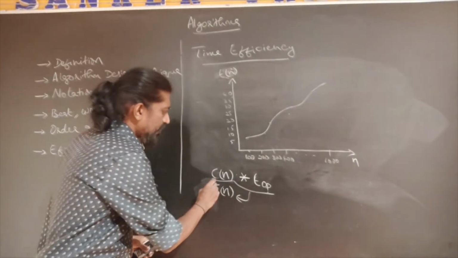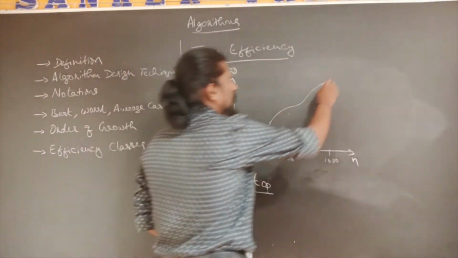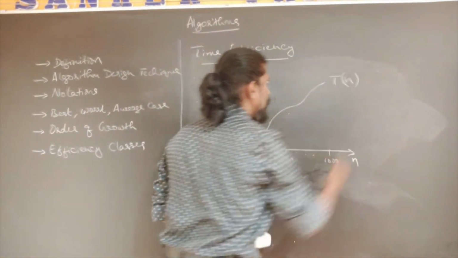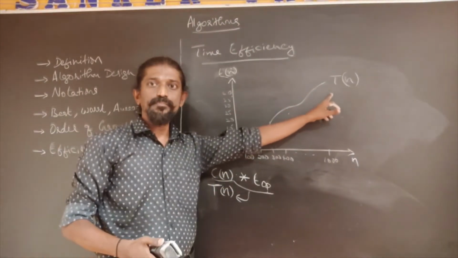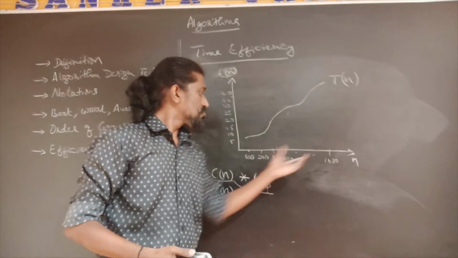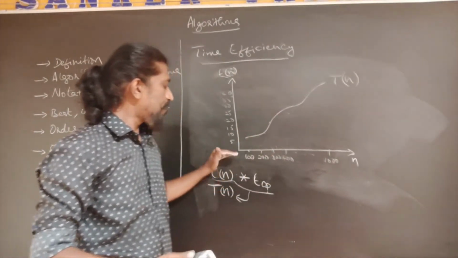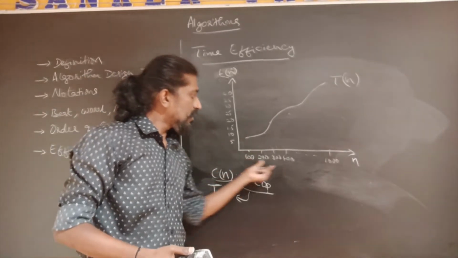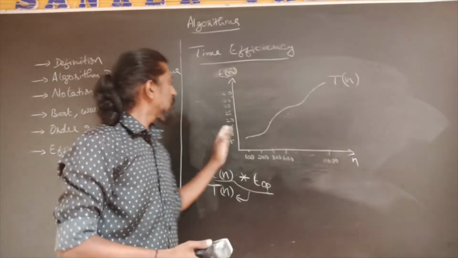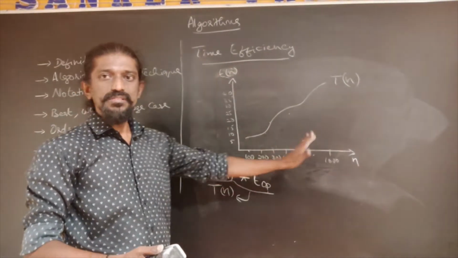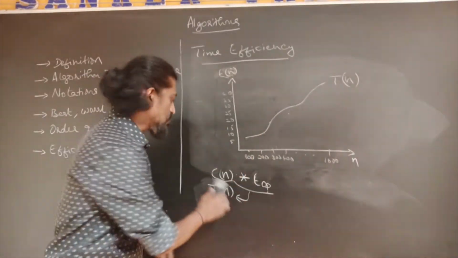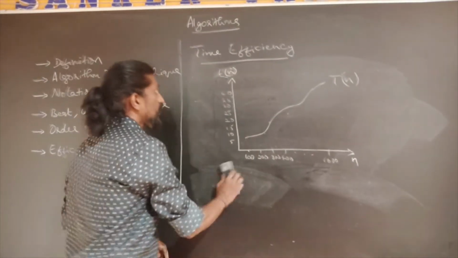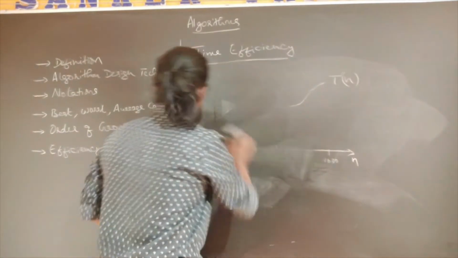The curve, whatever we are plotting, we are naming it as T of n. T of n is a function which gives us the idea about, for inputs of 100, 200, 300, how much time the algorithm is taking. So this is the curve we obtain.